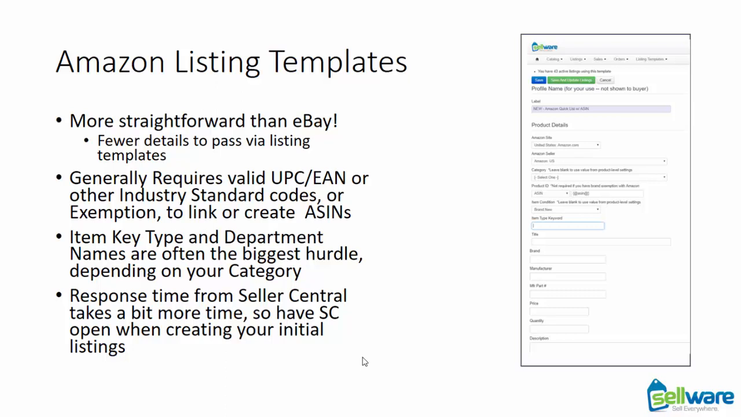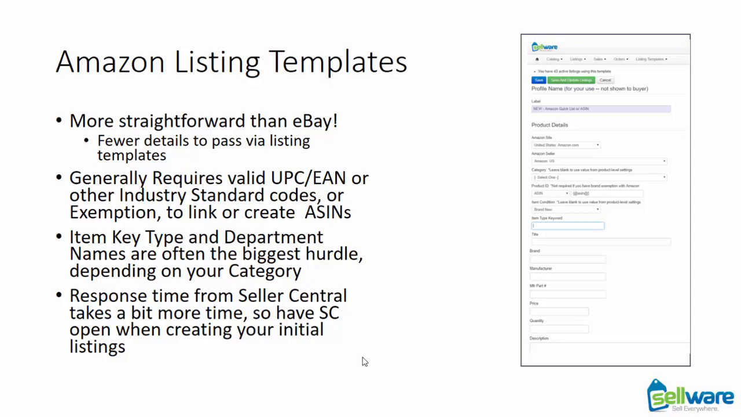For example, almost everything you're going to try to list in Amazon either requires an exemption, an ASIN number, or a valid UPC code with matching data. It is a very structured catalog. They do a lot of checking and indexing of the data to make sure that you're putting everything in the proper category and just trying to keep a much better handle on how things are cataloged.